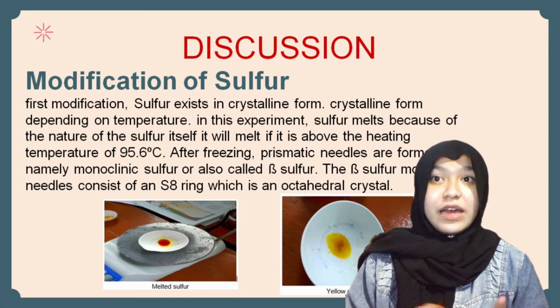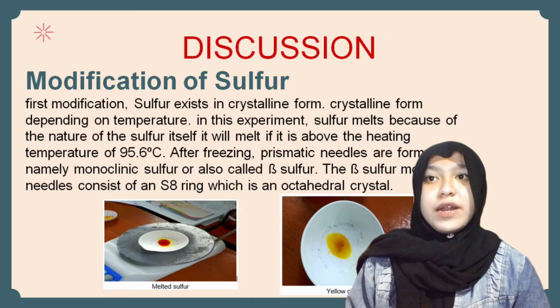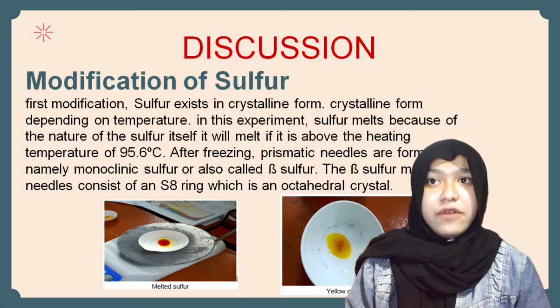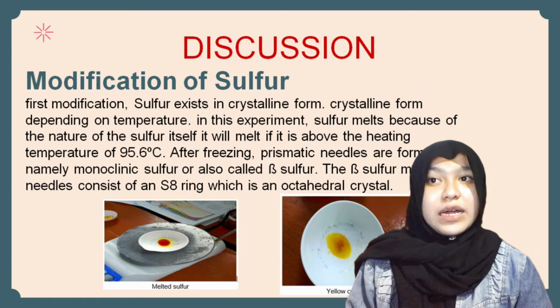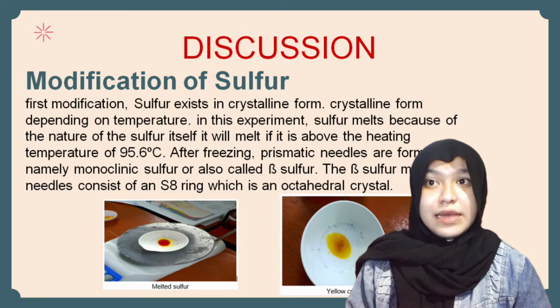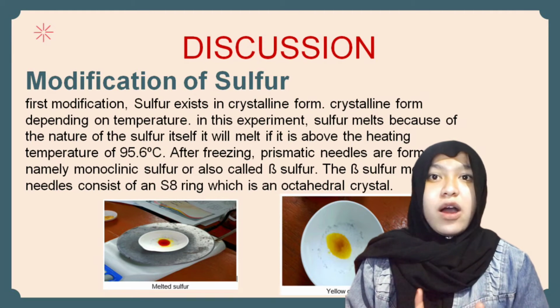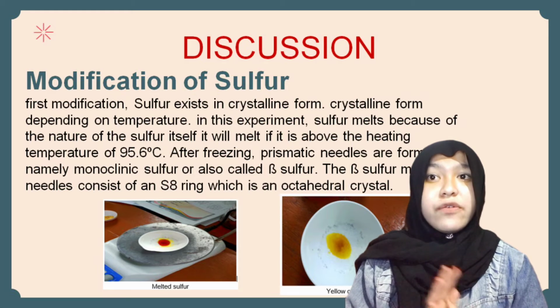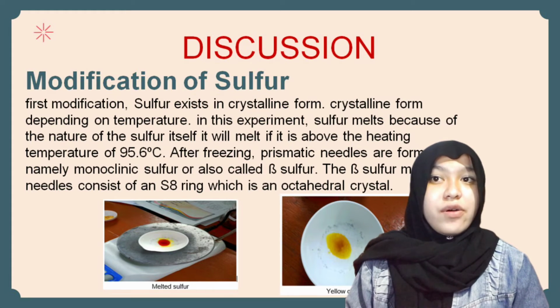In this experiment, sulfur melts because of the nature of the sulfur itself. It will melt if it is above the heating temperature of 95.6 Celsius. After freezing, prismatic needles are formed, namely monoclinic sulfur, also called beta sulfur. The beta sulfur needles consist of an S8 ring, which is an octahedral crystal.